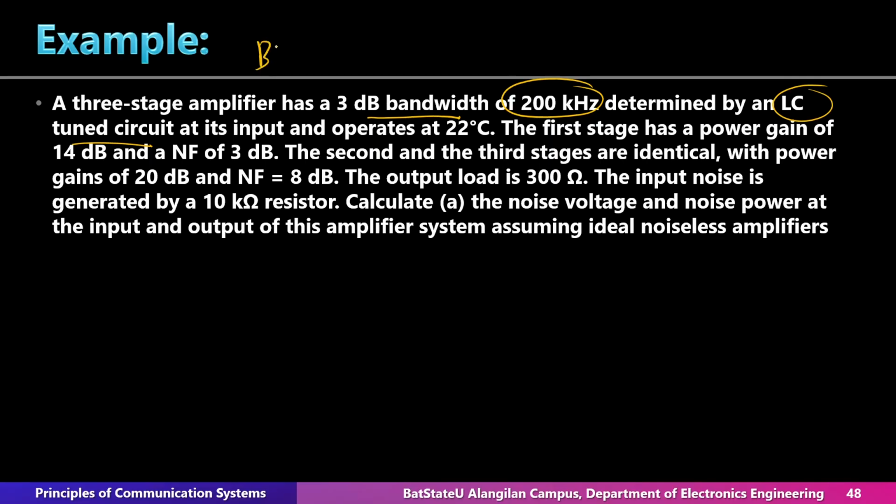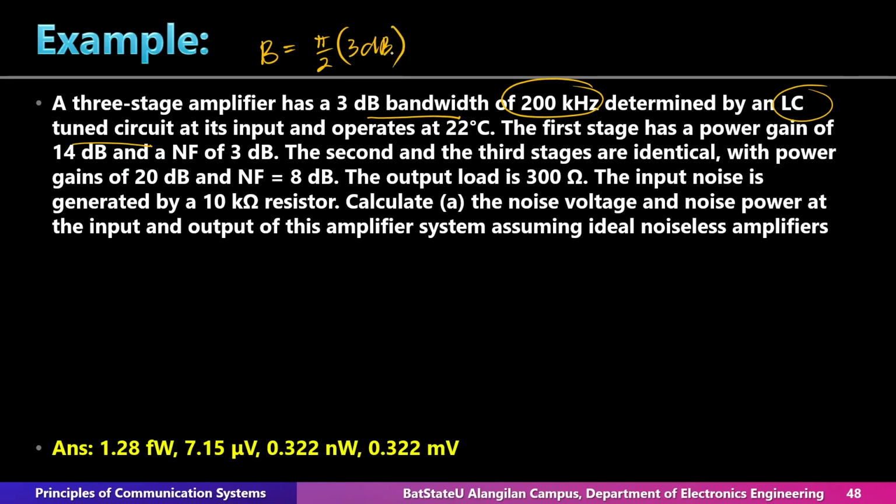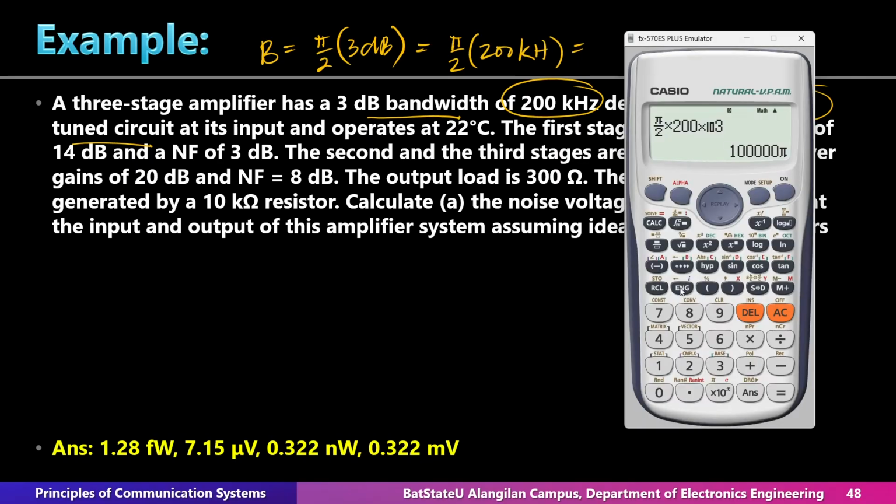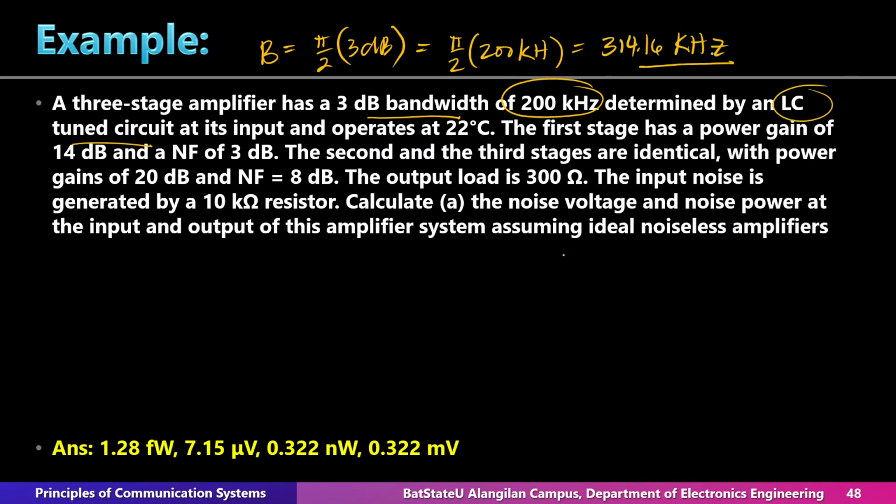So, the effective bandwidth na gagamitin natin sa pagko-compute ng noise power is pi over 2 times 3 dB bandwidth. Okay? So, kunin natin yung effective bandwidth. Pi over 2 times, we have 200 kilohertz. The answer is 314.16. So, ano conclusion? Kapag ang isa pong amplifier stage ay may kasamang LC tuned circuit, yung effective bandwidth ay lumalaki due to the effects of reactive components.